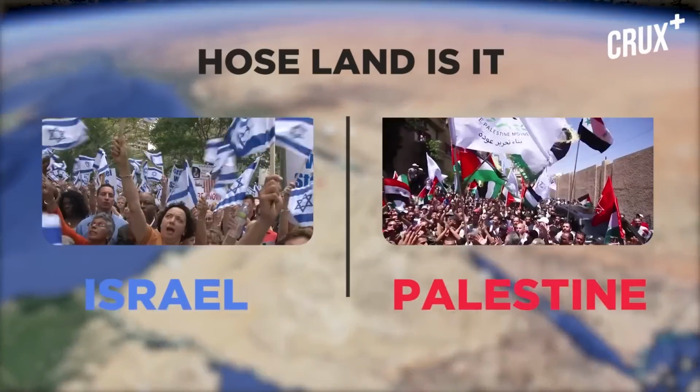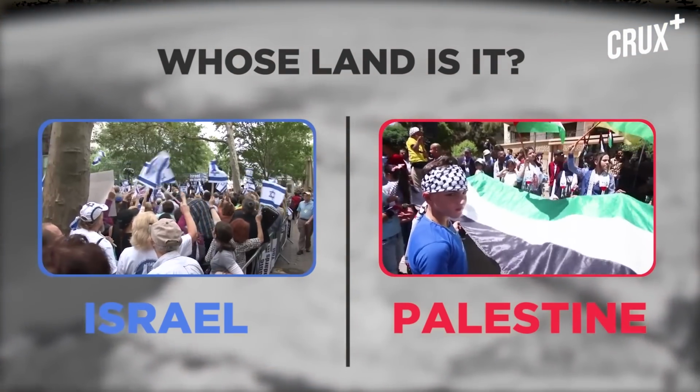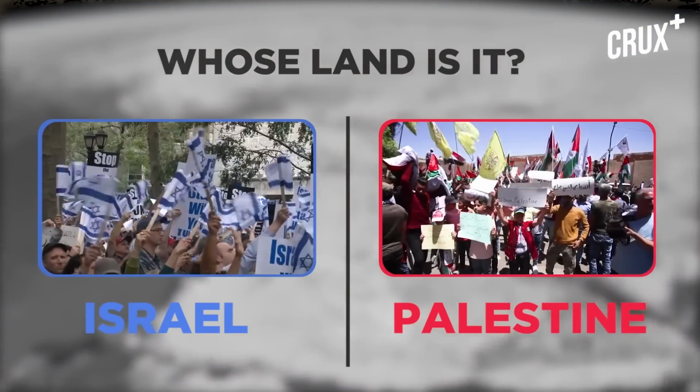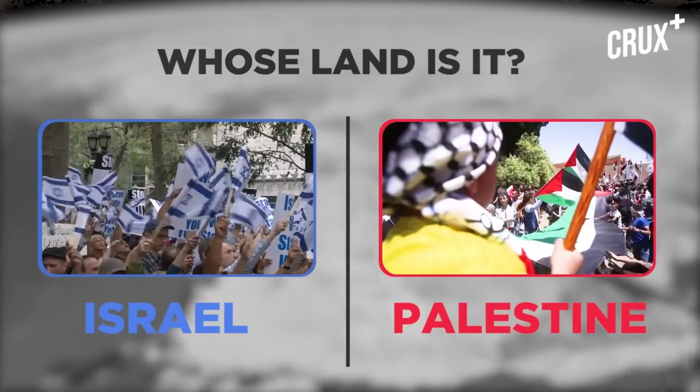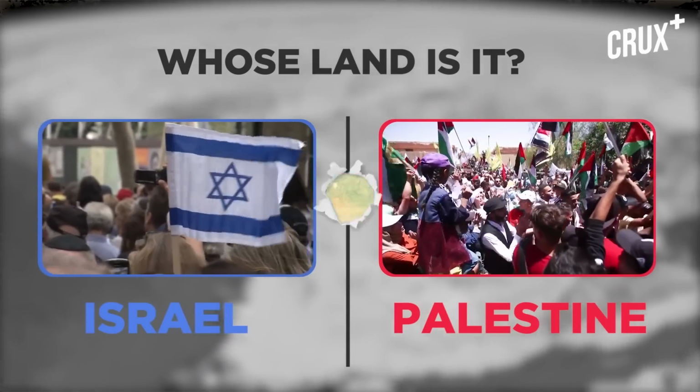But Palestinian Arabs also claimed the same land which they had been occupying for generations. The Jewish return to Israel meant the forced eviction of thousands of Palestinian Arabs who were the indigenous occupants of this land.